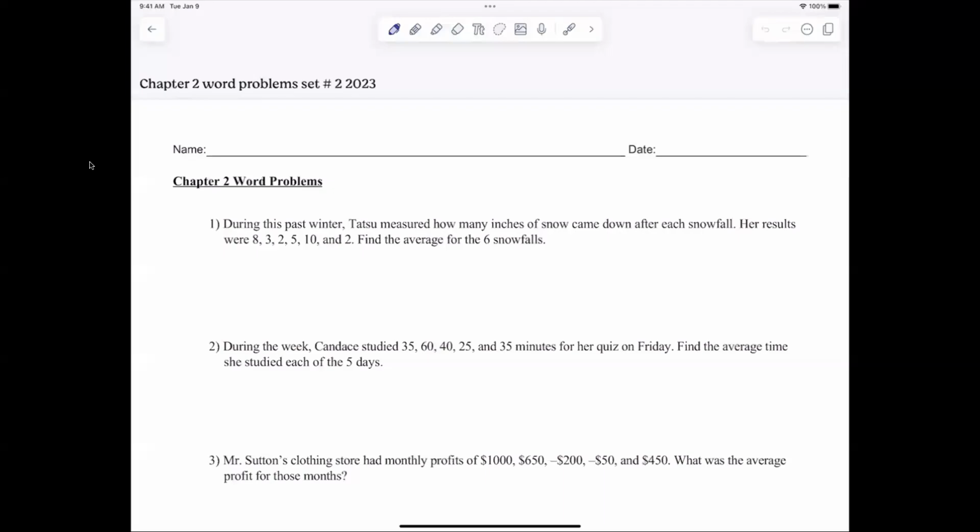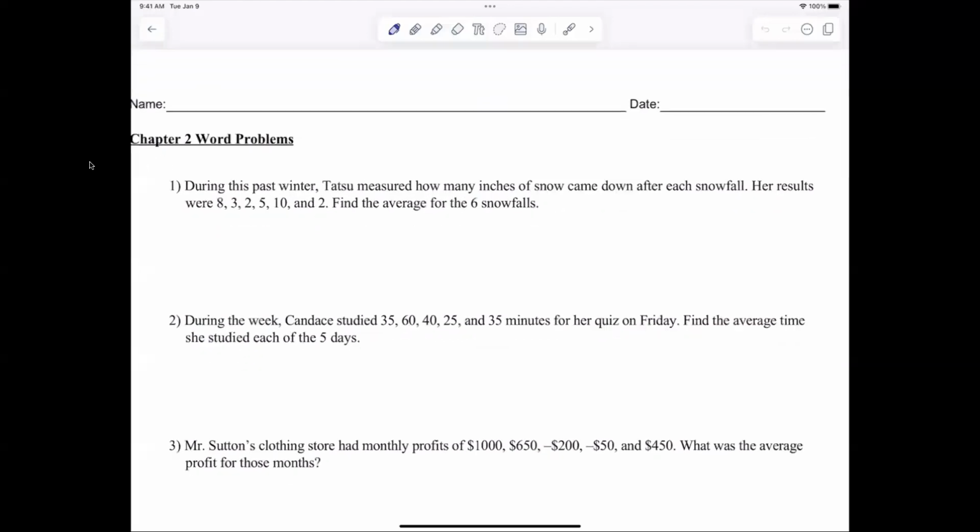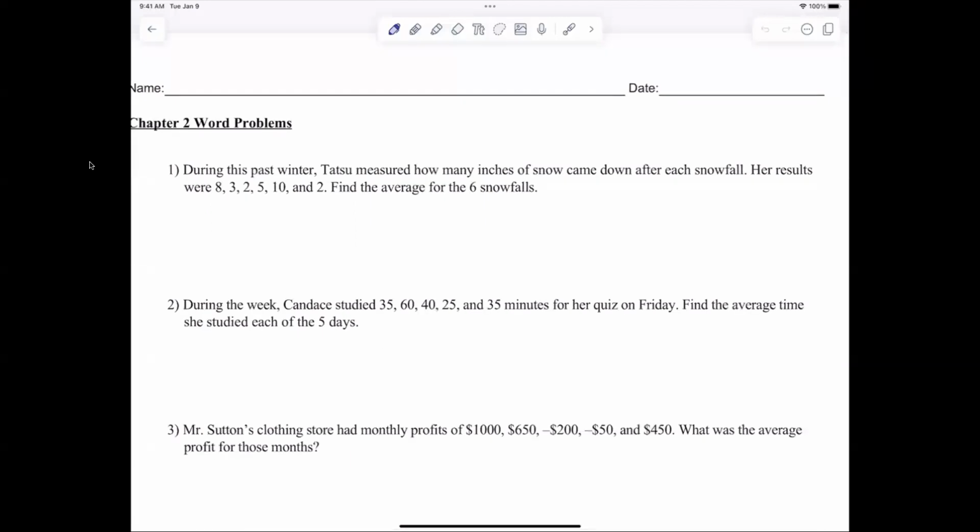Okay, so here we go. Zach, read it out. Number one. During this past winter, Katsu measured how many inches of snow came down after the snowfall. The results were 8, 3, 2, 5, 10, and 2. Find the average for 6 snowfalls.